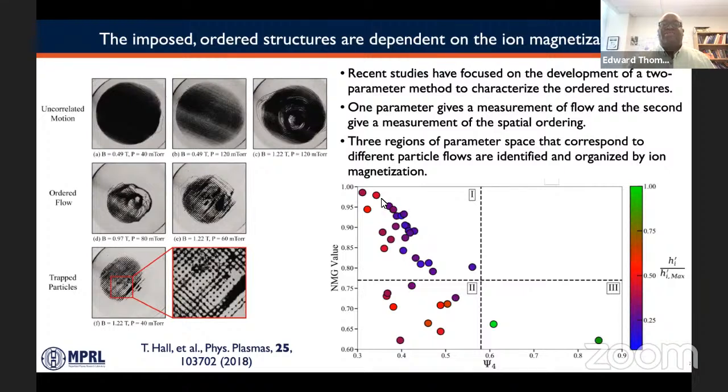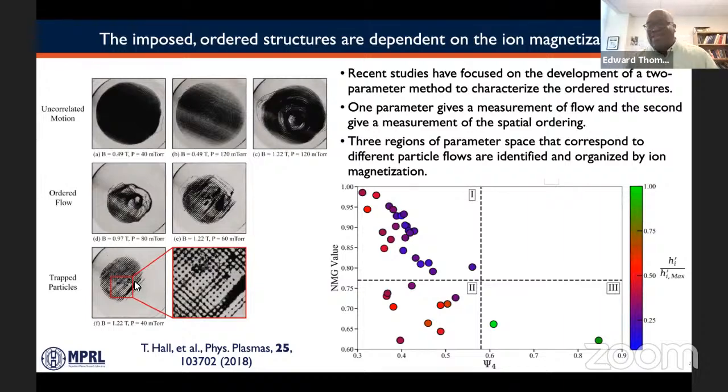What Taylor was able to do was to take these three different regions and map them over a wide range of experiments, and to show that we could classify these different particles based upon how well magnetized the ions were. It's really quite a wonderful set of experiments. But now that we've classified these things in the experiment, we've shown that we can now take this highly magnetized dusty plasma system and make it act like a solid.